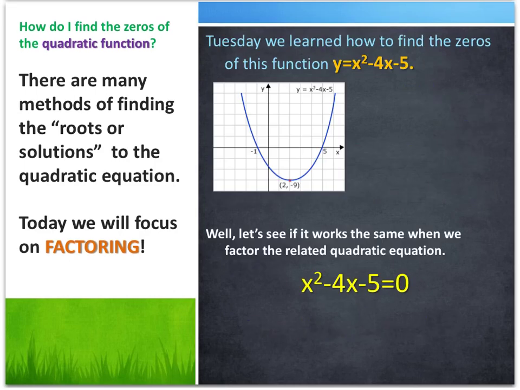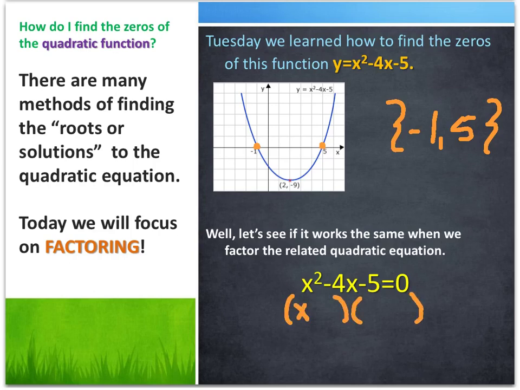So here's an example of a quadratic function and its graph. Where would the zeros be? Well, they would be at -1 and 5, right? So my solutions would be -1 and 5. Now we're going to look at the related quadratic equation, and we're going to see if we can get those same solutions. Well, if I factor this, remember how to factor?